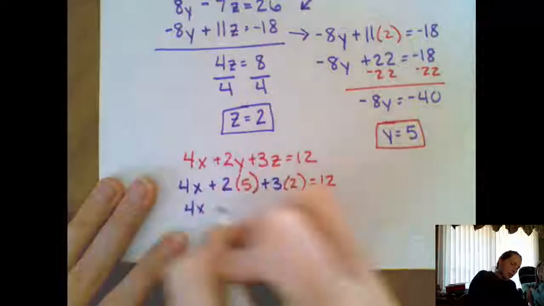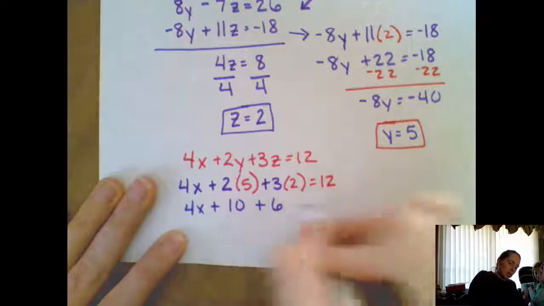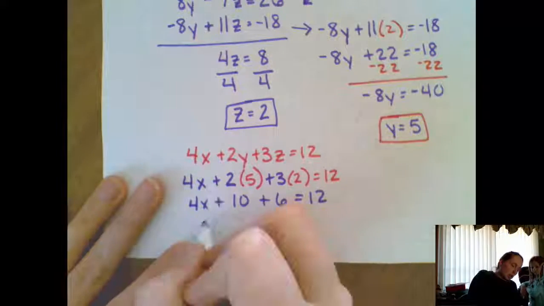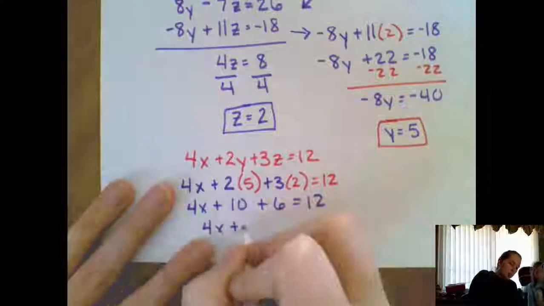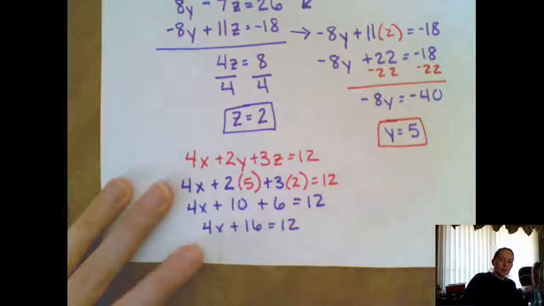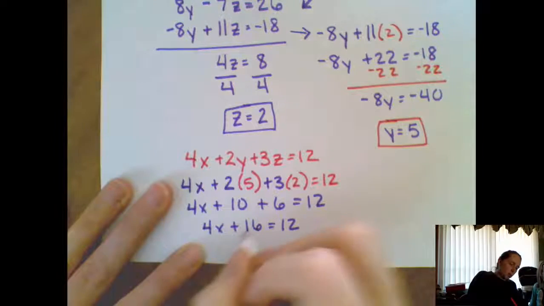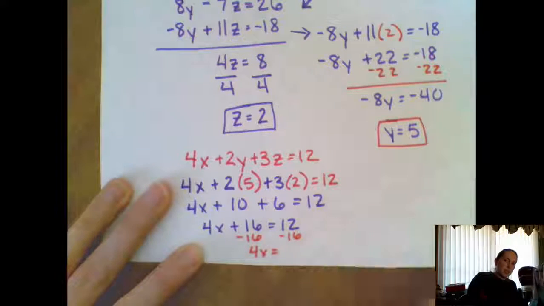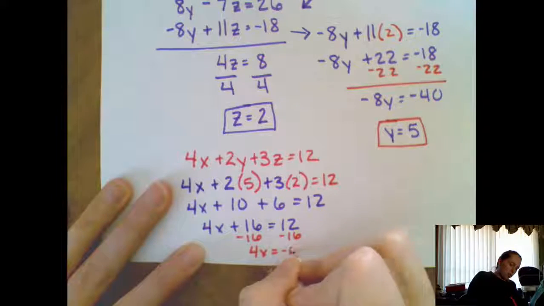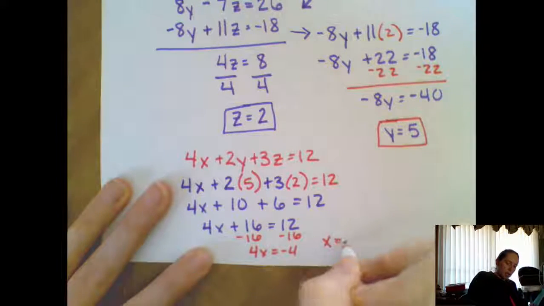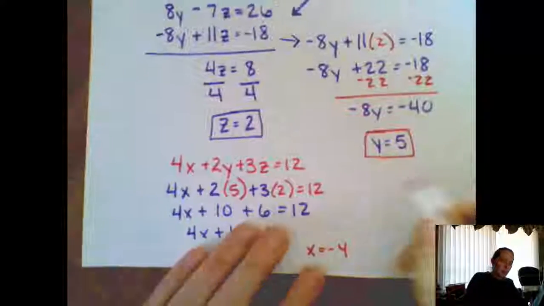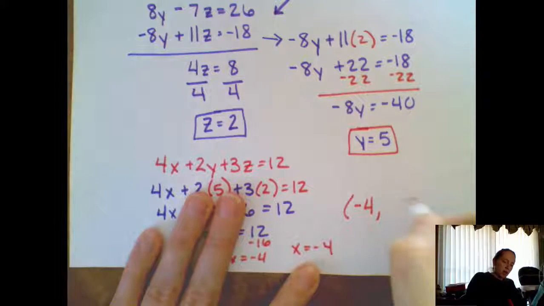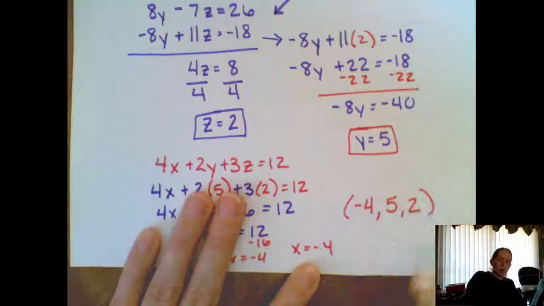So 4x plus 10 plus 6 equals 12. Now the 10 and the 6 are like terms. So 4x plus 16 equals 12. We want the x by itself, so I'm going to subtract 16 from both sides. 4x equals 12 minus 16 is -4, and therefore x is equal to -4. So our answer, we put them in alphabetical order. So parentheses -4, comma 5, comma 2 will be our final answer.